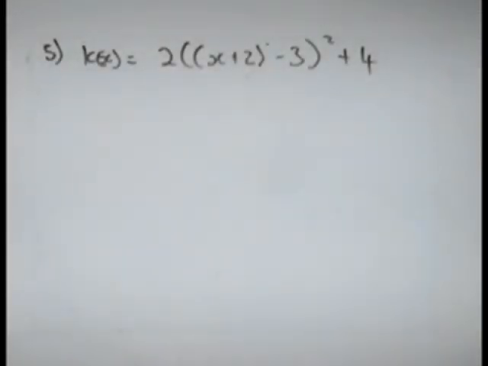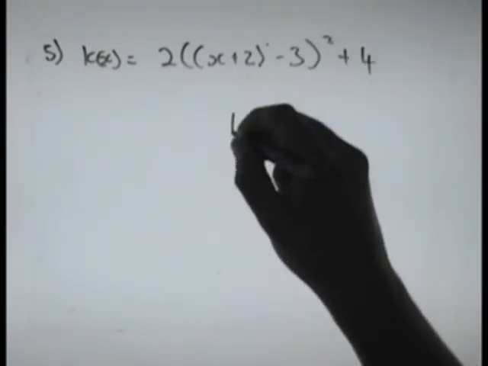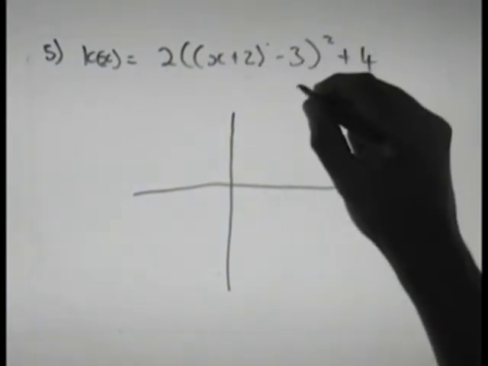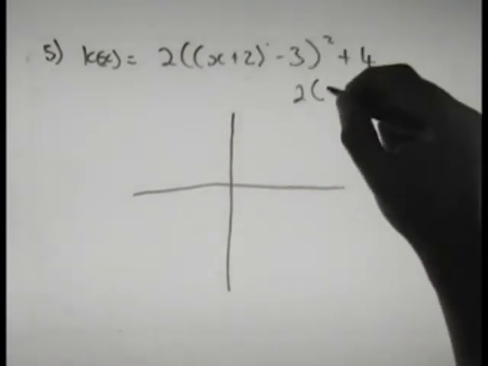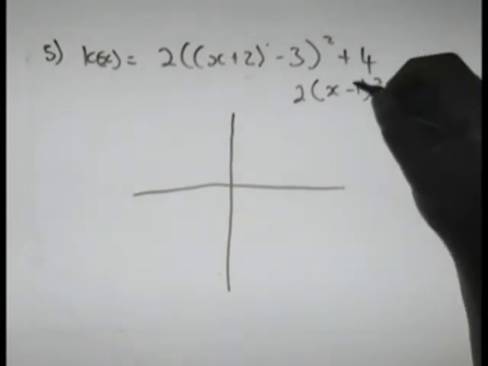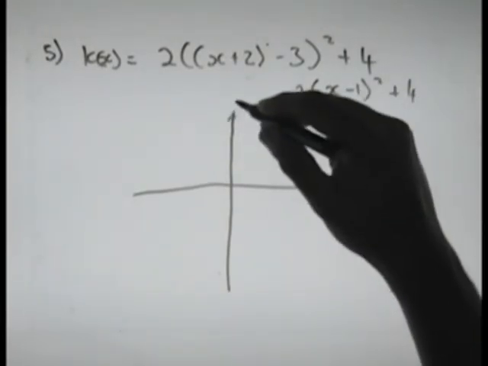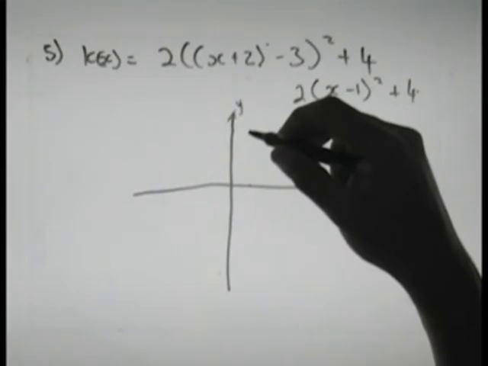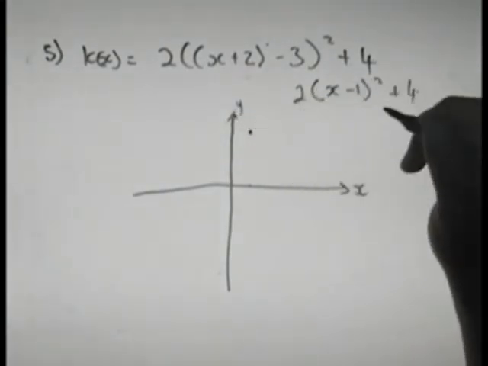The last one I gave you to do read k of x is equal to 2 times (x plus 2 minus 3) squared plus 4. This is a parabola because the x is squared. What I'm going to do with this one is start by changing the form of that. That's going to become 2 times (x plus 2 minus 3), which is the same as (x minus 1) squared, plus 4, still stays the same. That means that my turning point is going to be 1 and 4. x is equal to 1, y is equal to 4. So my turning point is over there.